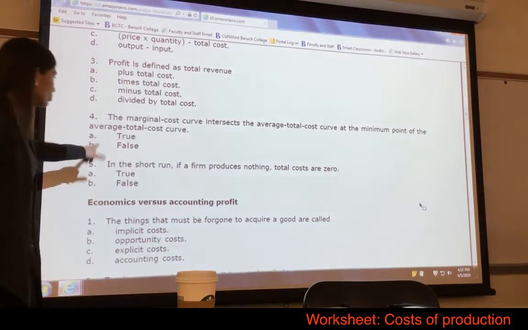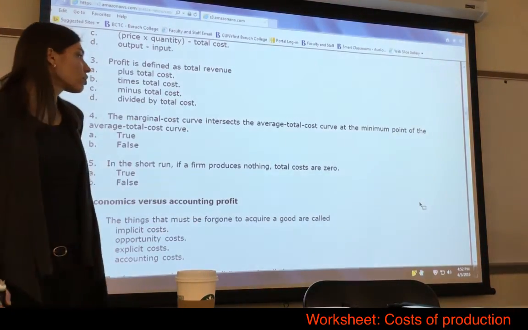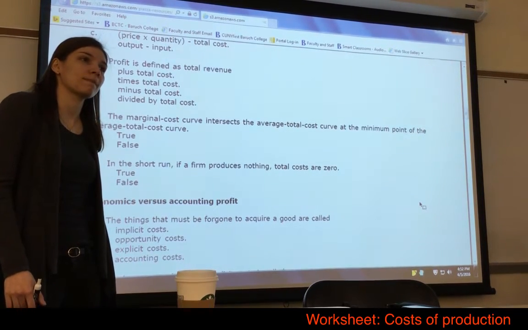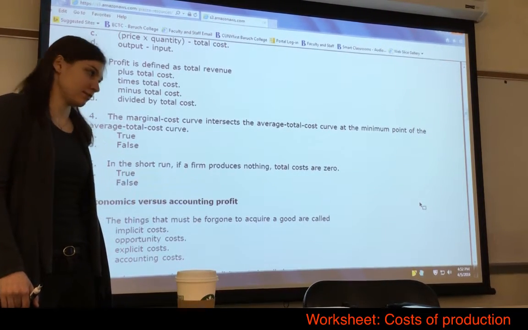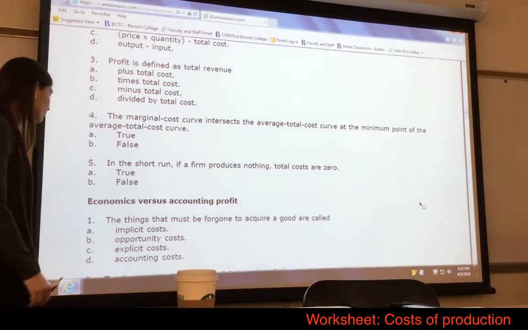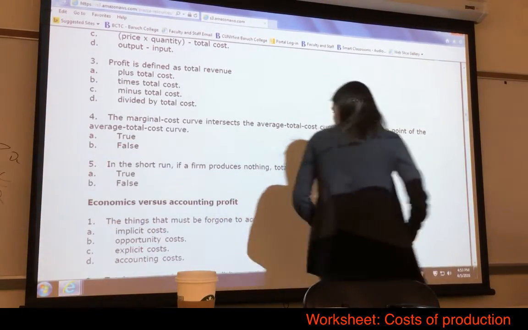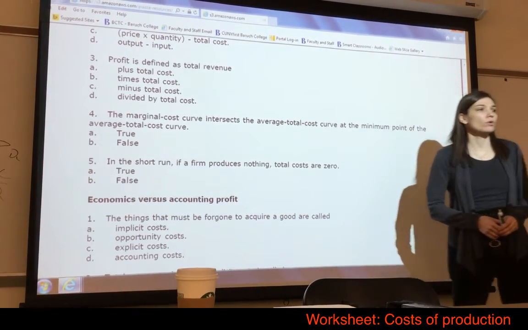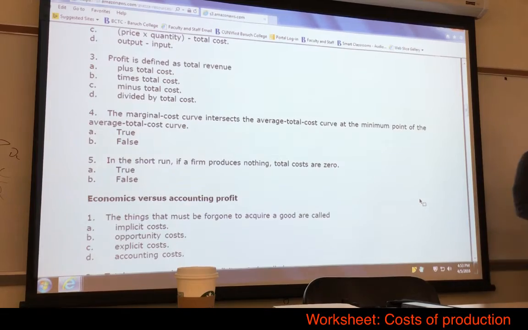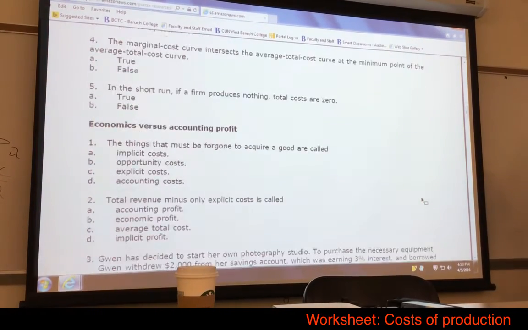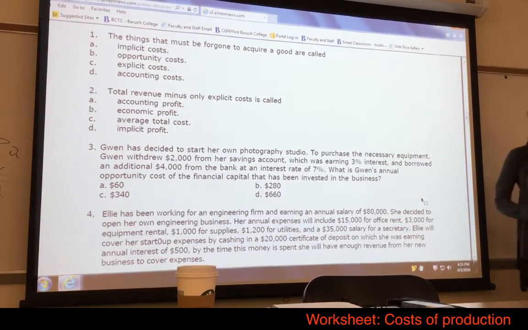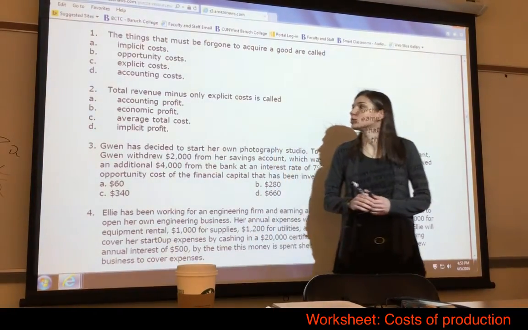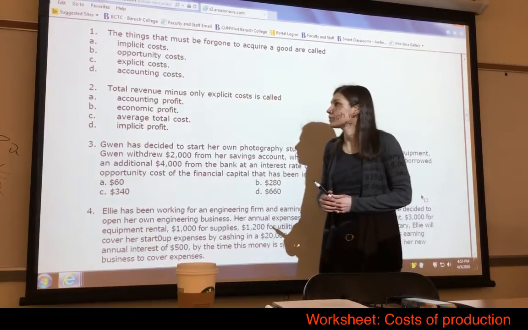In the short run, if a firm produces nothing, total costs are 0. True or false? No, because there's still a fixed cost. Exactly. In the short run, that's true. All right. The things that must be foregone to acquire a good, what do we call those things? Opportunity costs. Total revenue minus only explicit costs is called accounting profit.